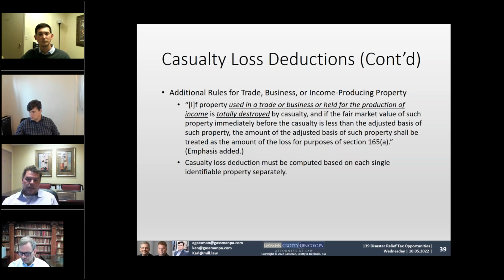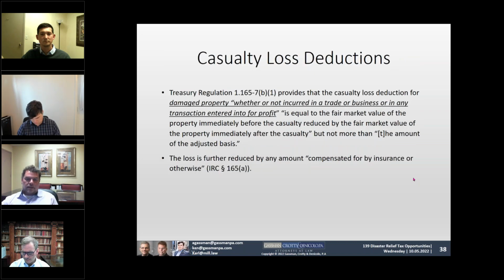Now, if this was personal use property, I would be limited to just taking the $100,000 because I have to take the lesser for the personal use property of the decrease in value or the basis. But again, if you're talking about trade or business property, if prior to the casualty, the basis was higher than the fair market value and the property is destroyed, then you are actually able to take the deduction equal to the basis, not just the decrease in the fair market value. One other item to note for trade and business property is that you have to calculate the loss for each item individually. You cannot aggregate any items. Every separate item that is part of your trade or business has to be calculated individually to determine what the total loss is.